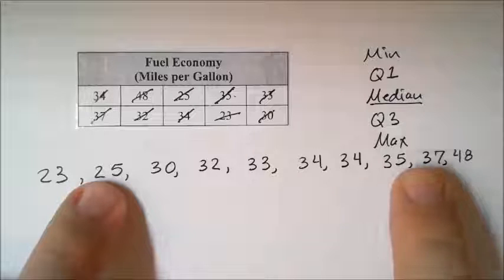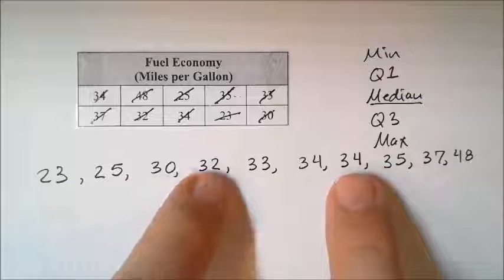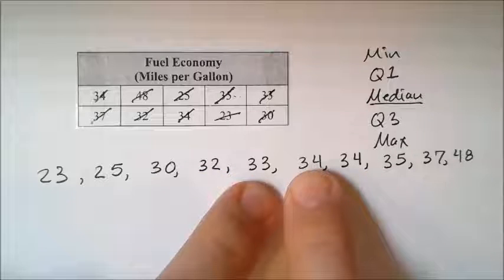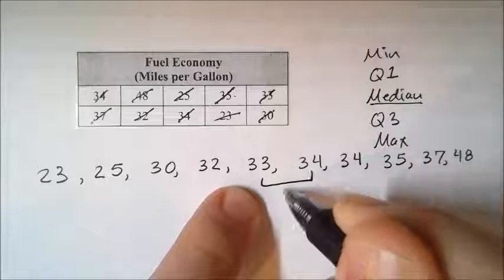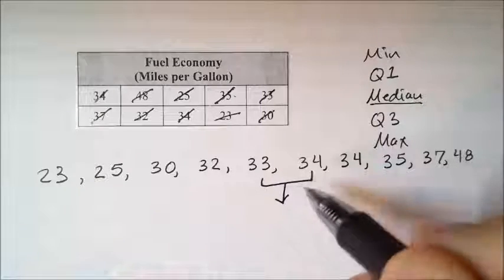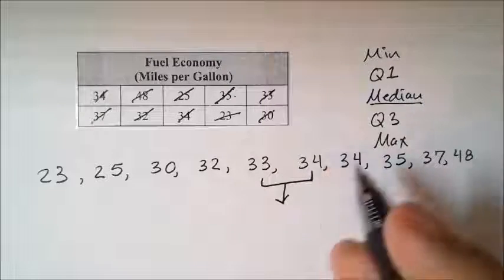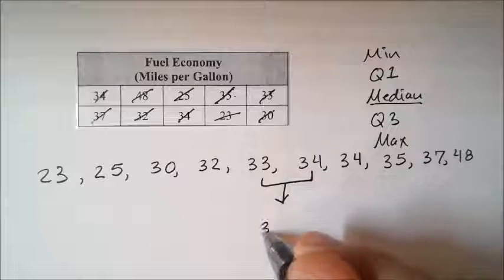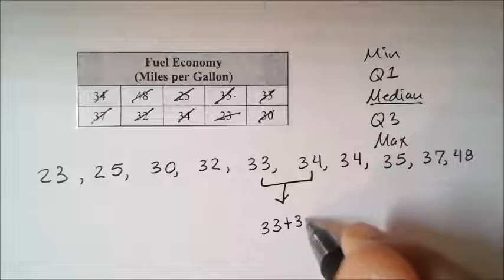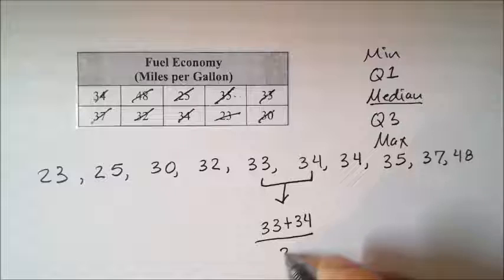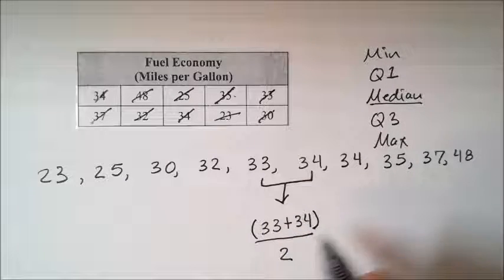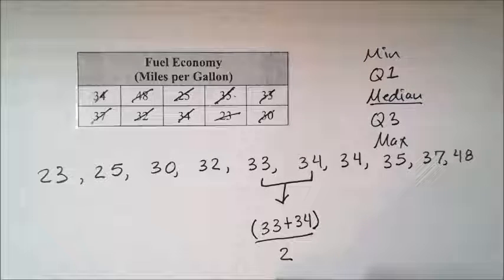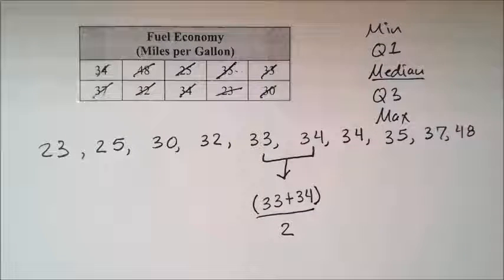So we go 1, 1, 2, 2, 3, 3, 4, 4. Now in this case, we have a little bit of a problem. Our middle consists of two numbers. So in order to find the median, we have to add those two together and then divide them by 2. So we have 33 plus 34 divided by 2. You could put this in your calculator all as one thing, or you can do it in separate parts. It's up to you. Let's work this out and see what our median is.